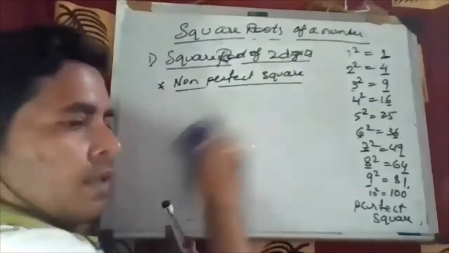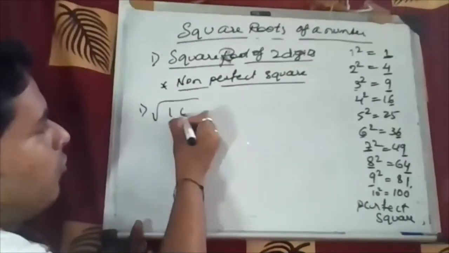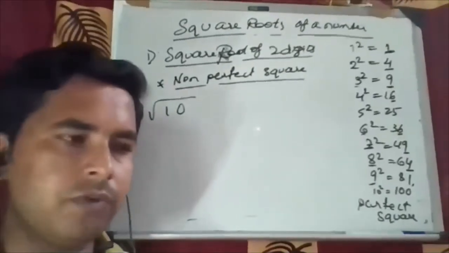So I'll take one example now. We have to find the square root of 10. Square root of 10.